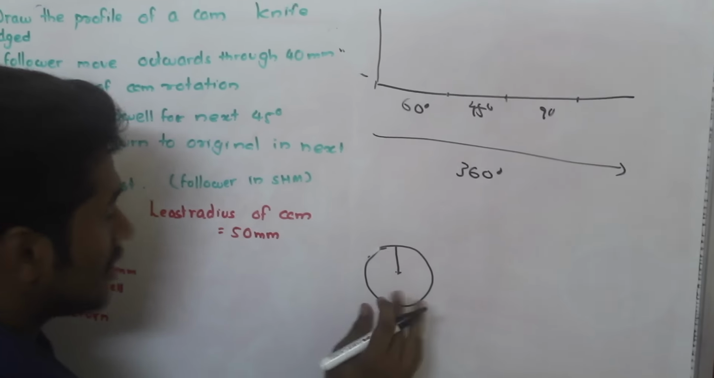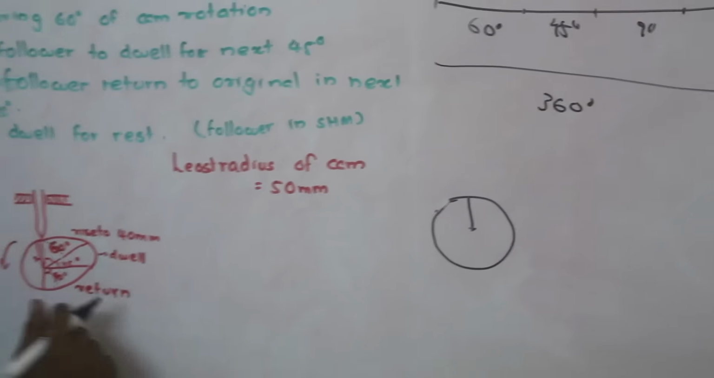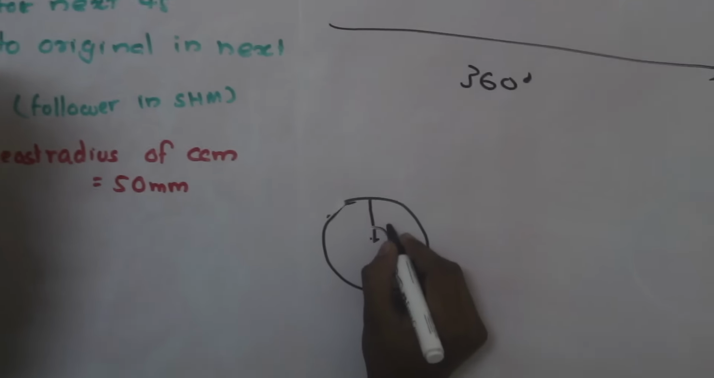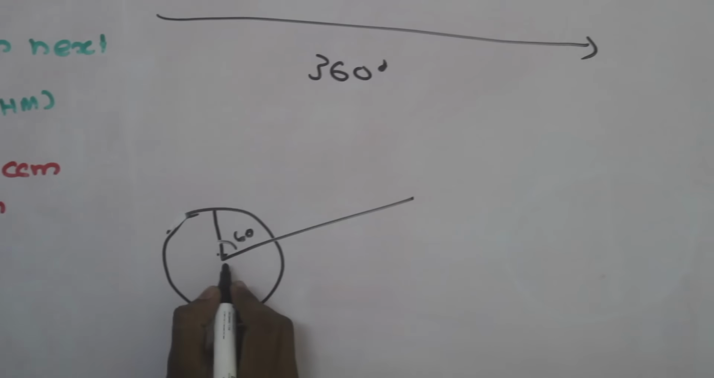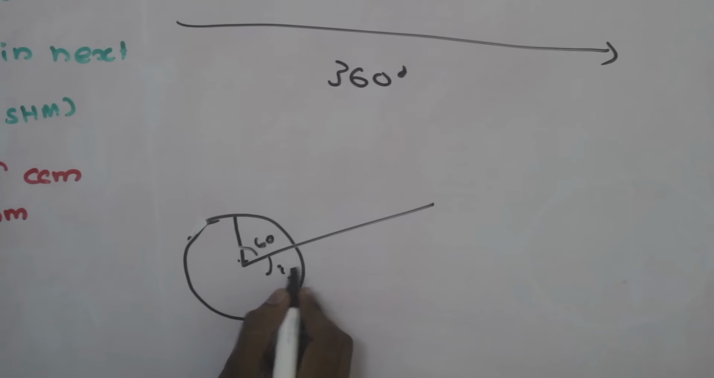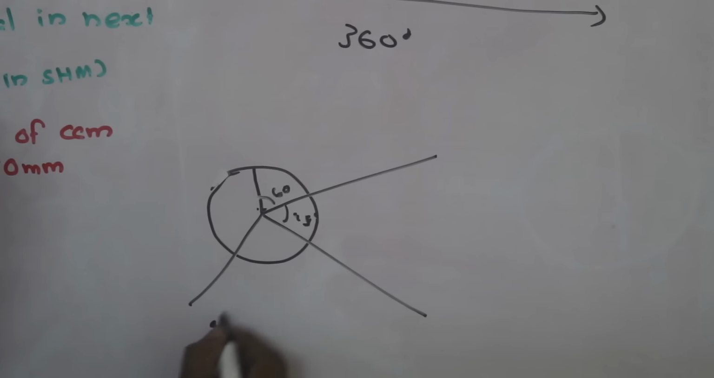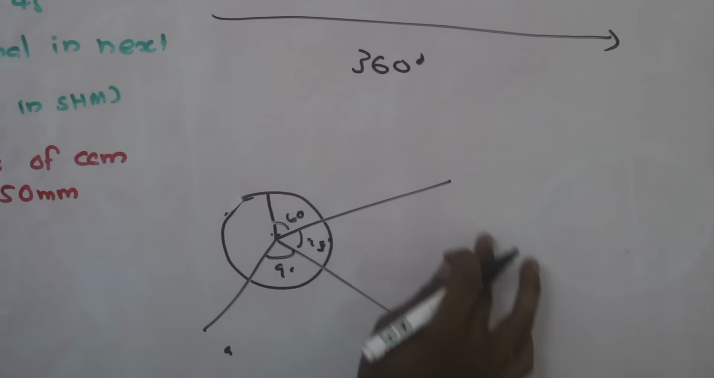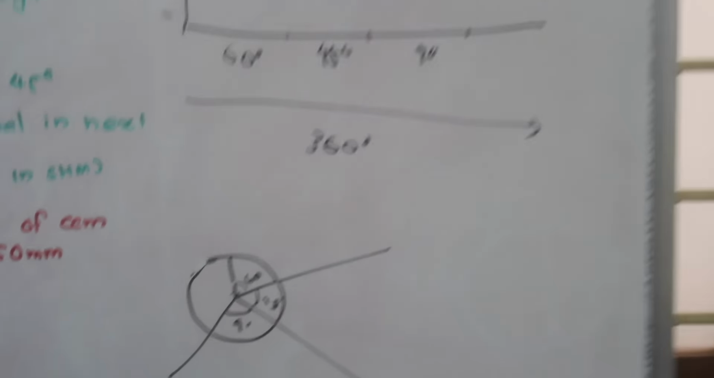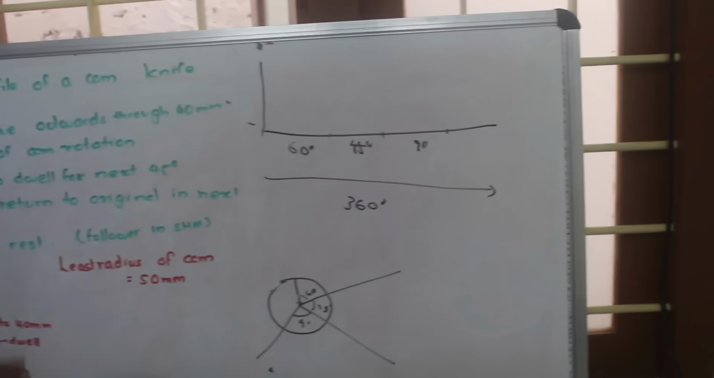Then we have already said that the cam shape is like this. So here, for the first 60 degree, we will draw a line like this. Then for the next 45 degree, we will draw a line. Then next 90 degree, we will draw a line like this. So this is our rising period, this is the dwell time, and this is the return motion of the follower.